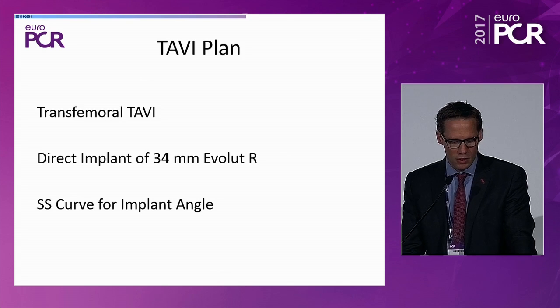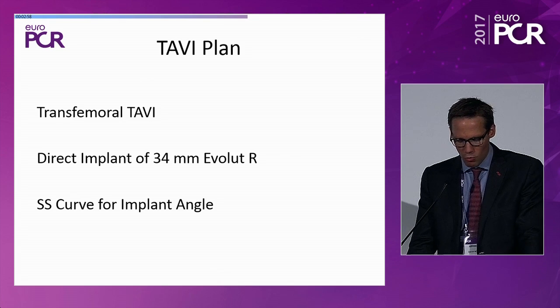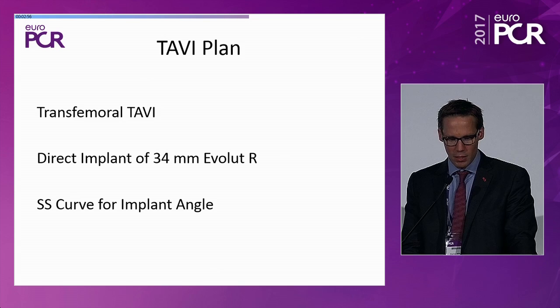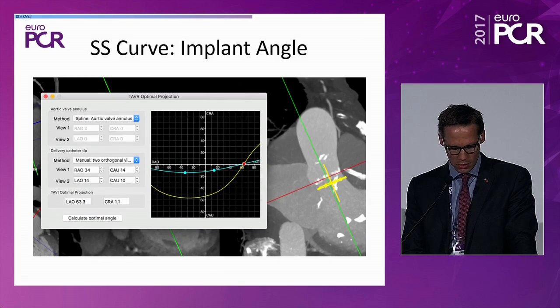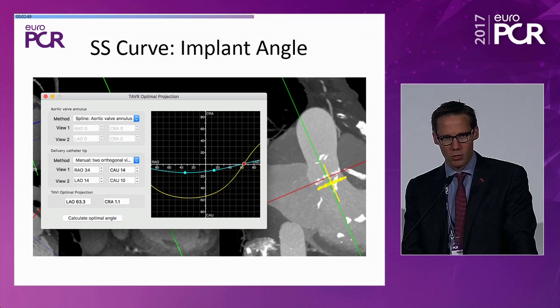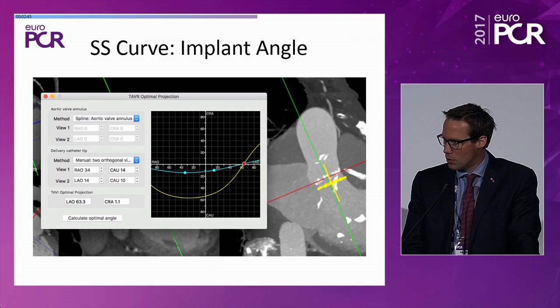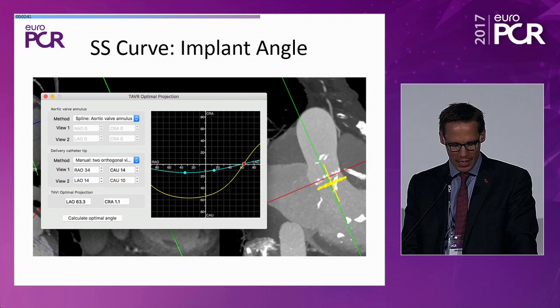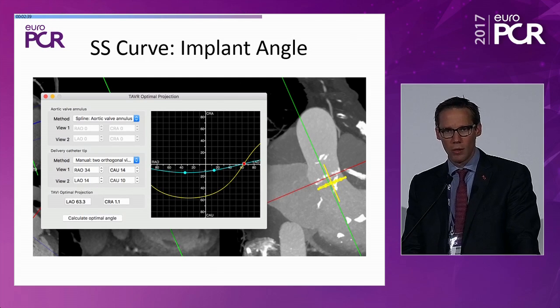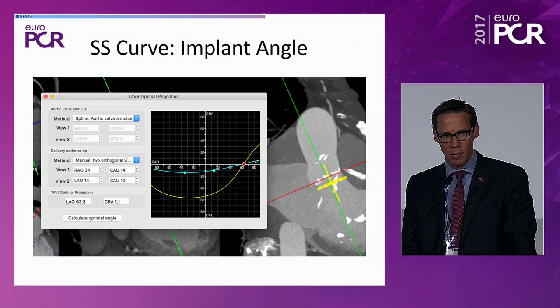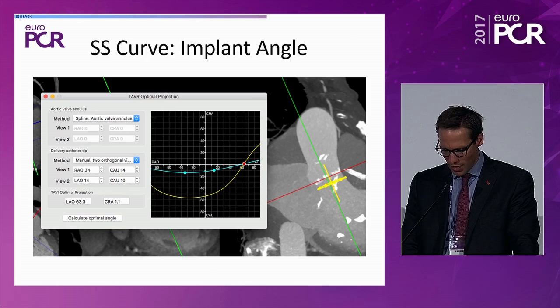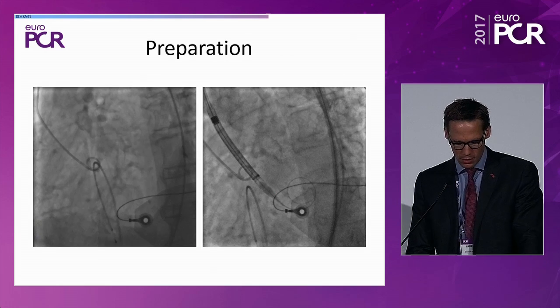So our plan for this sick gentleman was a transfemoral TAVI, a direct implant of a 34 millimeter Evolut R, and we used the double S curve for implanting in most cases. In fact, this gentleman also had a significant curvature on his spine, and I'm glad that we used the double S in this particular case, because if you look at this implant view suggesting an LAO 63 cranial 1, I think that we probably would have spent a lot of contrast in this patient trying to find the right implant view had we not used this.